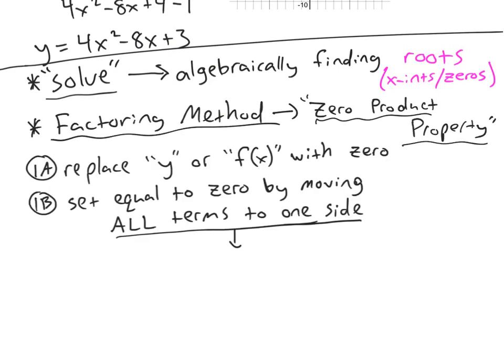Alright, the first thing you're going to do in order to use this method is to replace your y or f of x, if it's in function notation, with 0. So sometimes that's already done for you. If that's not the case, then your next step will be to set everything equal to 0. That means move all your terms to one side. That would be your standard form. So after you get everything on one side, you're basically looking at standard form that's equal to 0 instead of y.